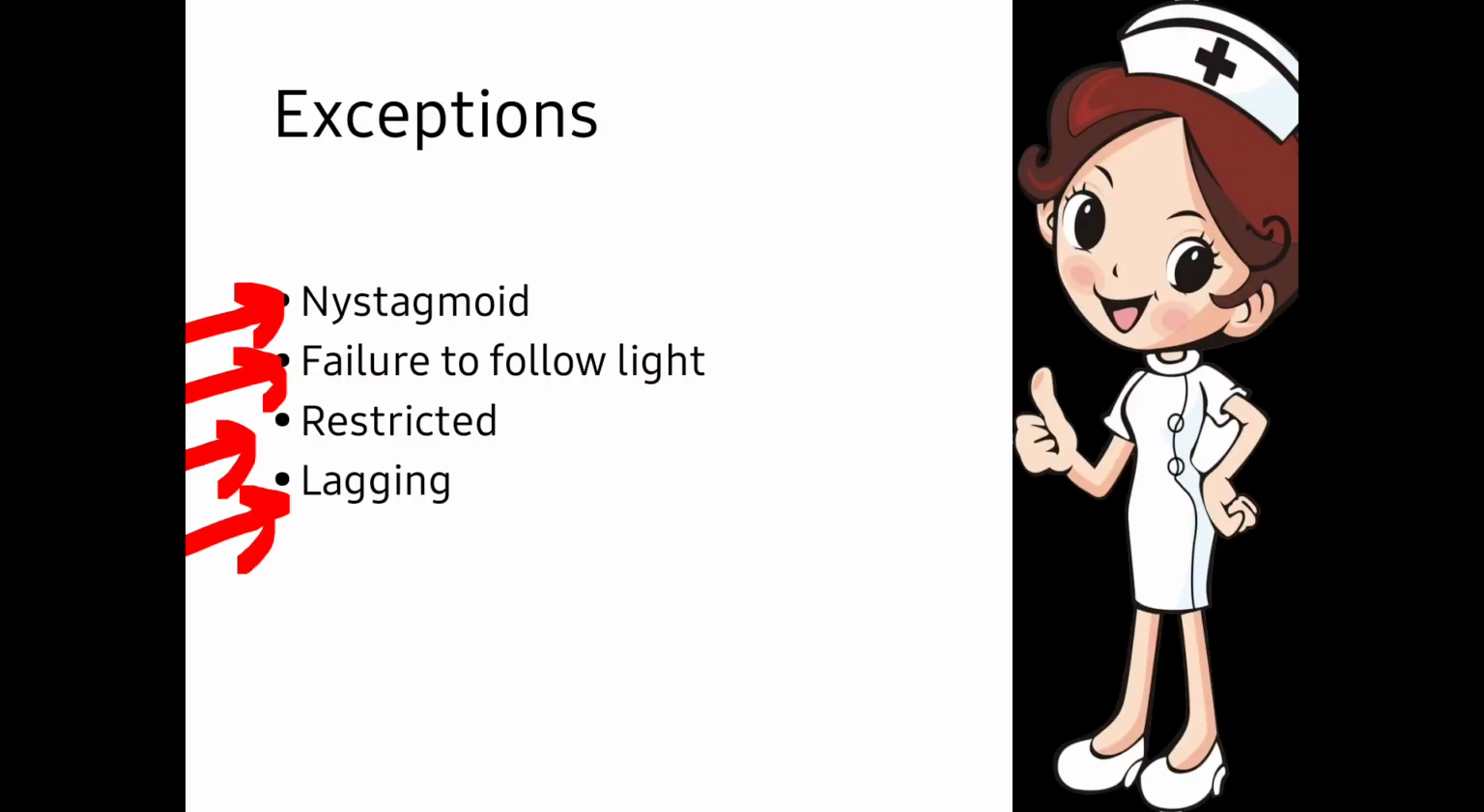Next one is lagging. Smooth movements will not take place. The eye lazily shows the movement. The eye will slowly come to that point, from one point to another point. That one was lagging. All these four are the exceptional cases.